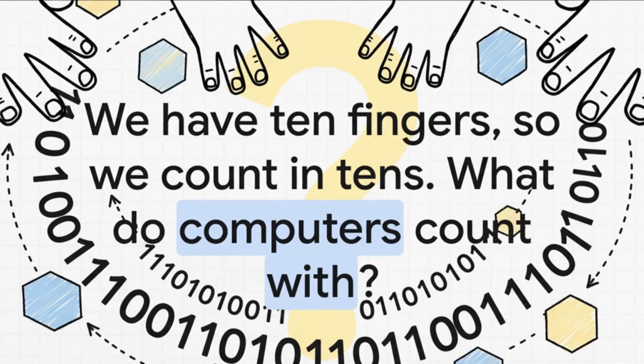It all starts with a super simple idea. Look at your hands. We have 10 fingers, right? That's almost certainly why, as humans, we ended up with a counting system based on the number 10. It just makes sense to us. But computers? Well, they don't have fingers. They have switches. So what do they count with?